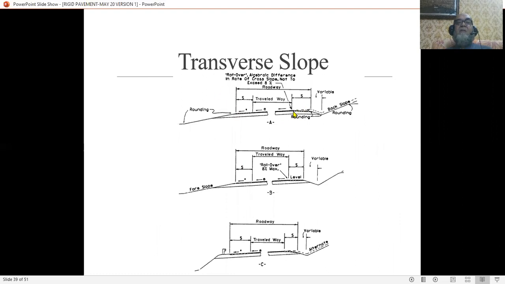Now, sometimes you have to make a rounded rollover so that there is no straight edge connecting these two slopes. If you have two slopes on the two sides, you have to round it like this.